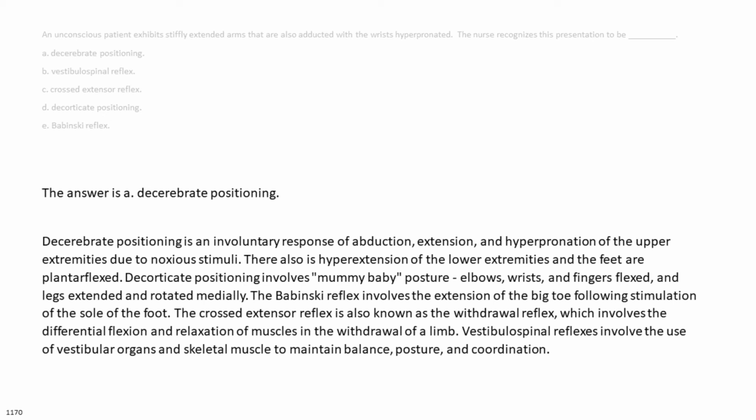The crossed extensor reflex is also known as the withdrawal reflex, which involves the differential flexion and relaxation of muscles in the withdrawal of a limb. Vestibulospinal reflexes involve the use of vestibular organs and skeletal muscle to maintain balance, posture, and coordination.